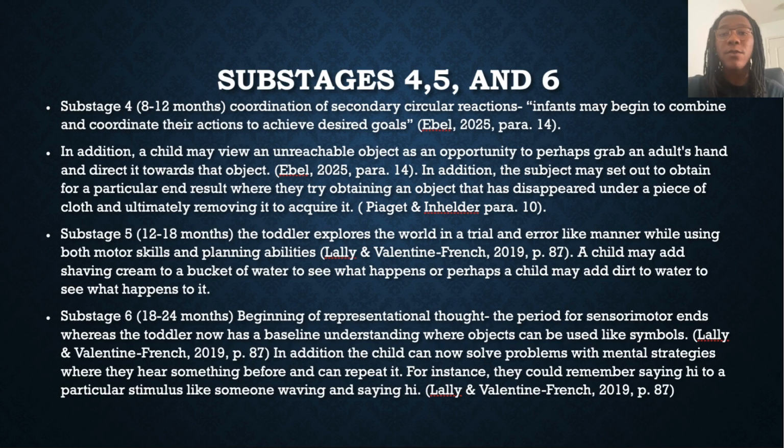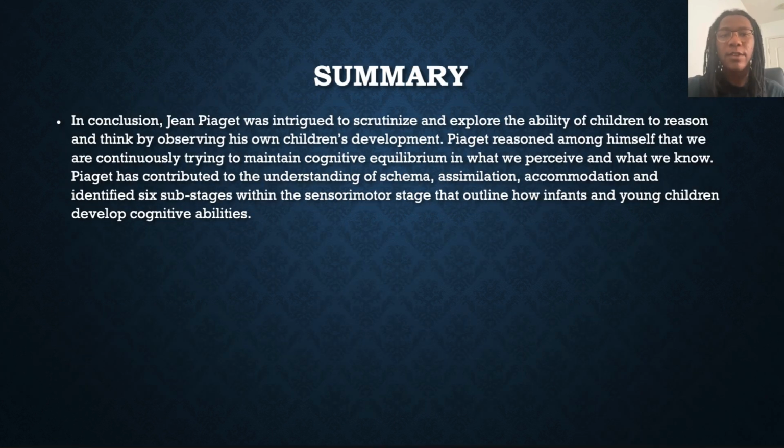Now let's quickly review the entire sensorimotor stage, which spans from birth to age 2. This stage is divided into 6 substages that show how a child moves from reflex-based behavior to intentional action and eventually to imaginative thinking. 3 key concepts to help explain how this learning happens are schemas, which are mental frameworks. Think of them as the brain's way of organizing experiences.